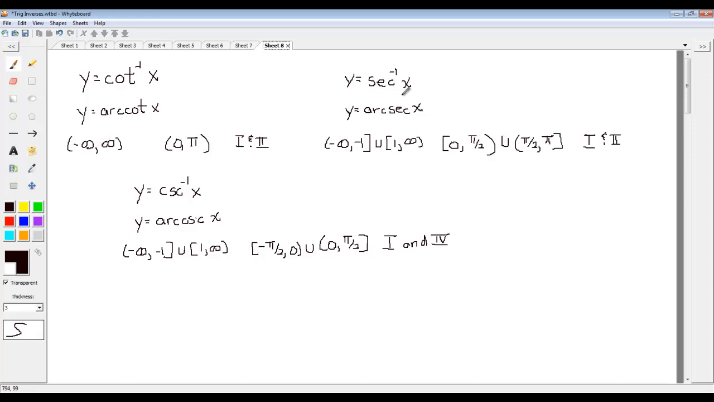And then secant, that's the reciprocal of cosine, so you're limiting it from 0 to pi, just like you would with cosine. And then cosecant, that's the reciprocal of sine, so you're limiting it from negative pi over 2 to pi over 2, just like you would with sine. But then you have to include the fact that there are vertical asymptotes and stuff, so that's why you get gaps or breaks inside of these range intervals here.